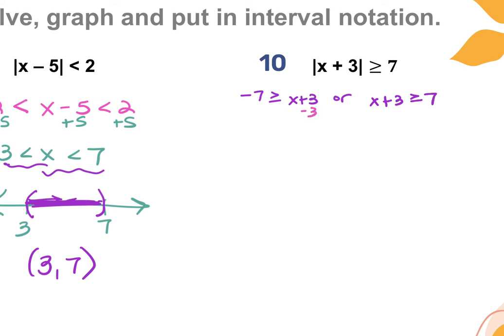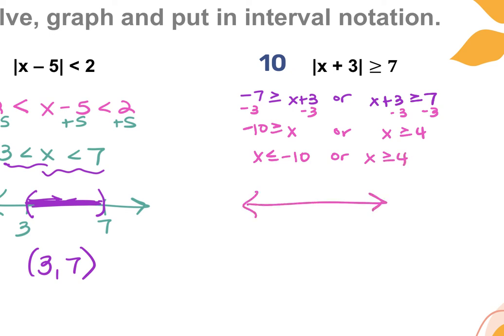So now I'm going to do the same steps. Negative 10 is greater than or equal to x, or subtract the 3, x is greater than or equal to 4. On the left, our statement is reversed. So if we want to switch it again because our brains read left to right, it would be x is less than or equal to negative 10, or x is greater than or equal to 4.